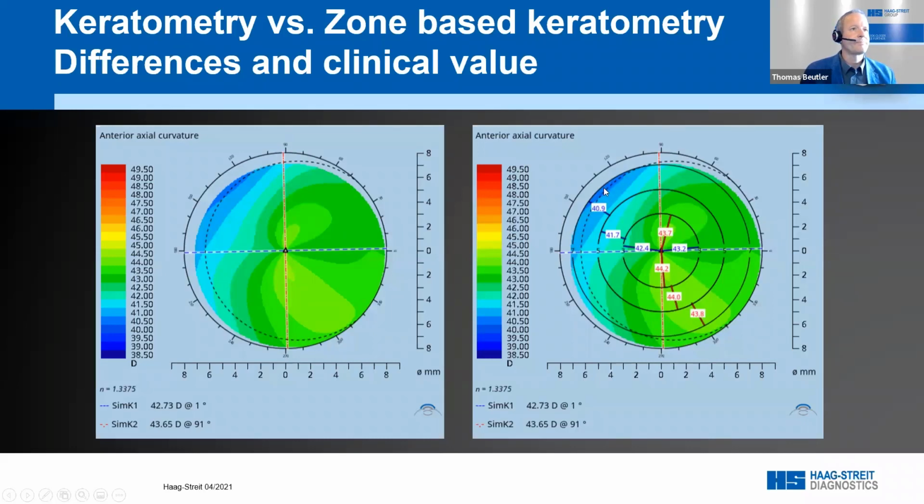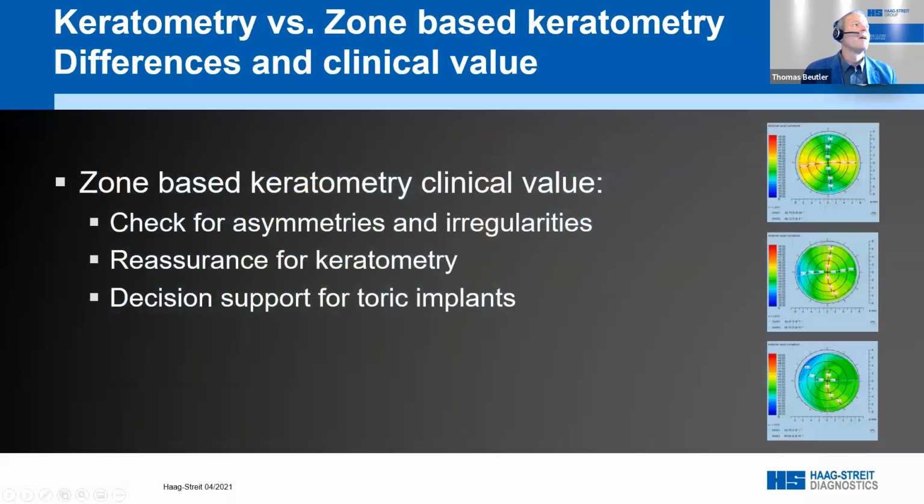So, as a little summary, what do we get from a clinical perspective here from the zone-based keratometry? We can check for the regularity and symmetry for the astigmatism. We can double check the keratometry, and it's a decision support specifically for toric implants. Shall we go for one, or do we better inform the patient that he or she might not be the perfect candidate for a toric, but might be other solutions to go for?